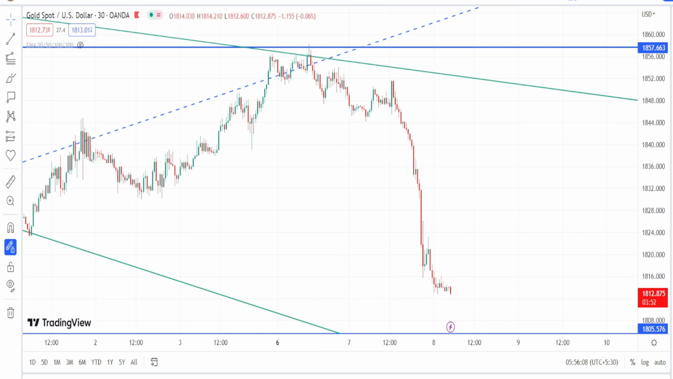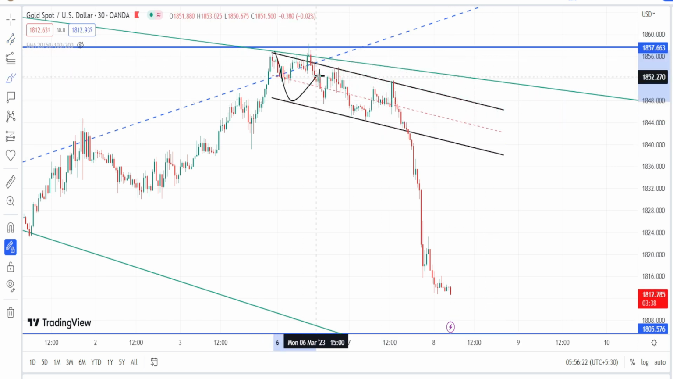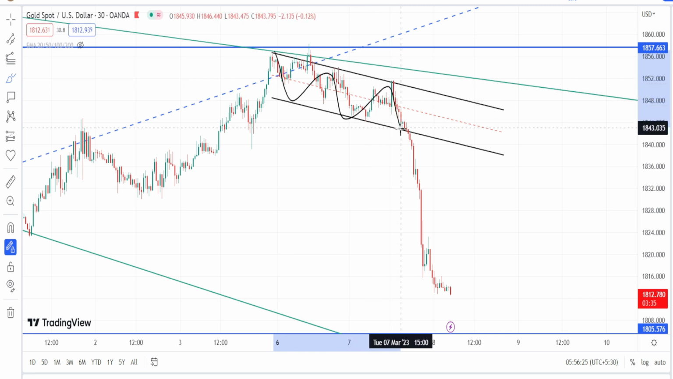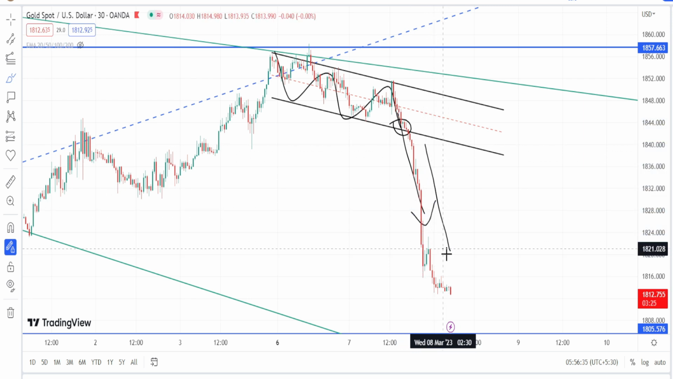I am in 30 minutes time frame, and in 30 minutes time frame previously we have noticed a price action to trend on the bearish side within this bearish channel pattern, and after a strong news it has given a breakout from this channel pattern on the bearish side with a very steep fall. And the current trend of the price action is still in a bearish trend in 30 minutes time frame also.